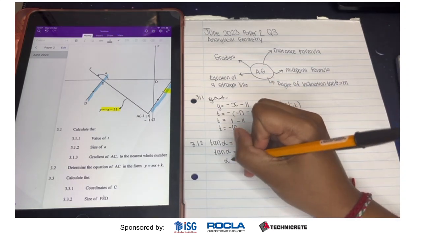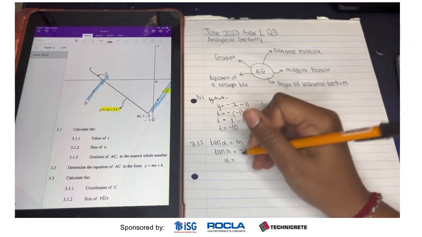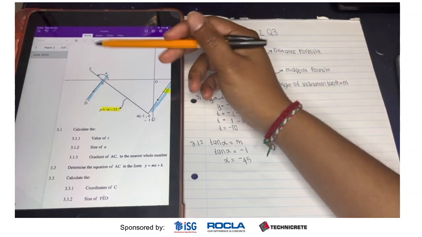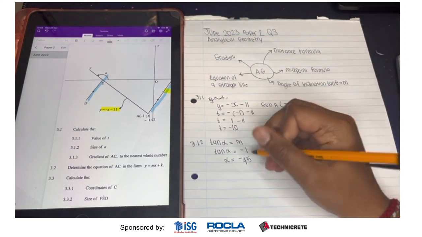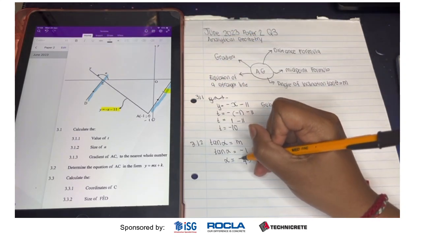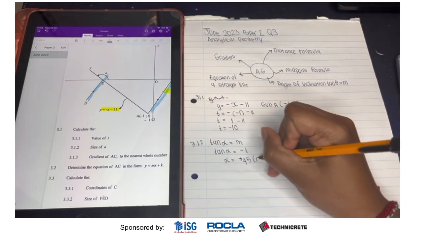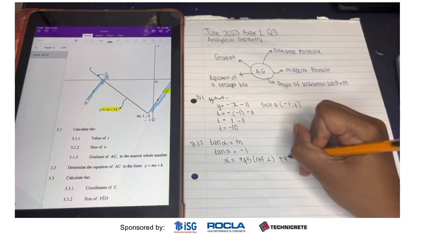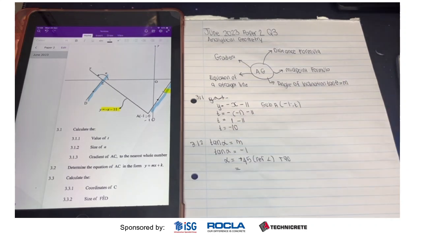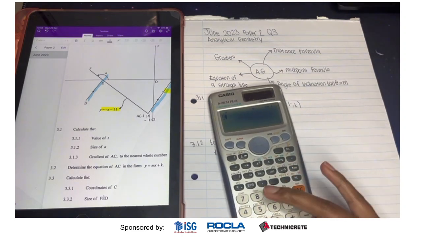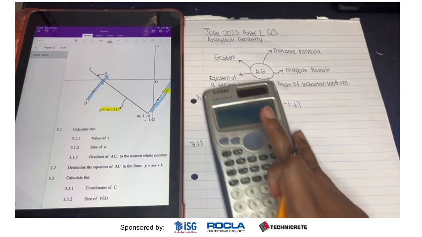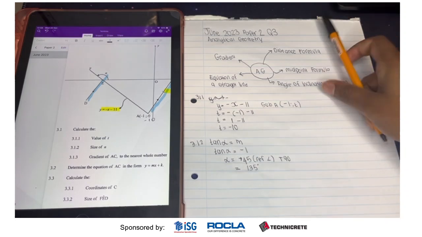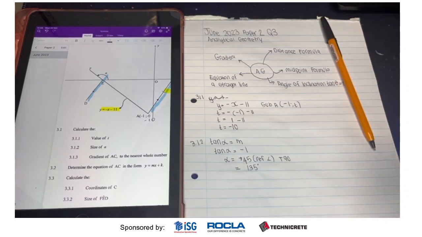So alpha is equal to, the reference angle is 45, but we can see here that this angle is greater than 45. This is my reference angle. I've got to add 90 to it, and that is going to be equal to 135 degrees. Okay, let's fill that in.